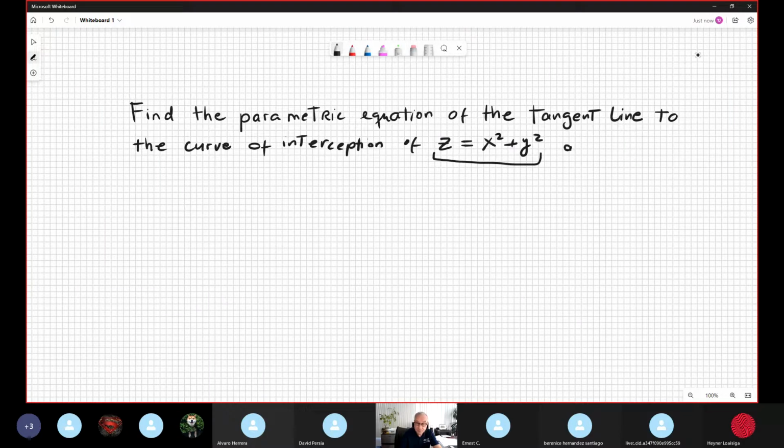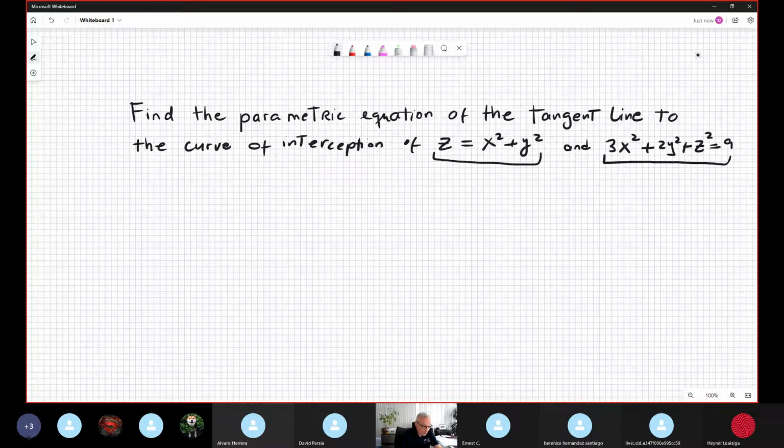And another surface is 3x squared plus 2y squared plus z squared equal 9. Give me a name of this surface, at the point (1, 1, 2). Okay, that's it. Period.